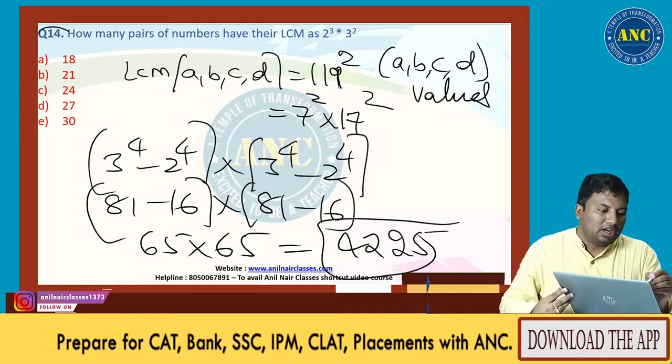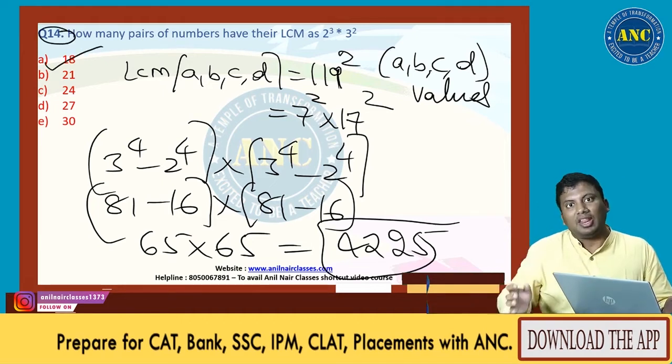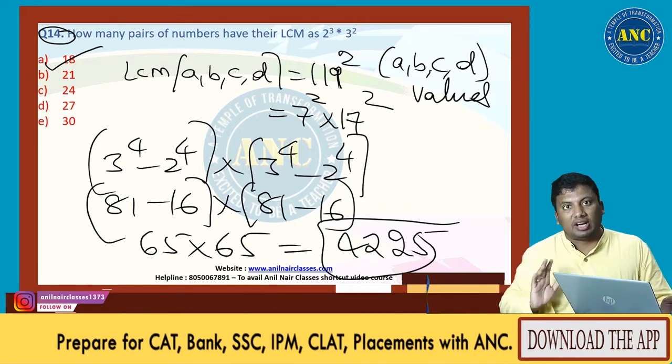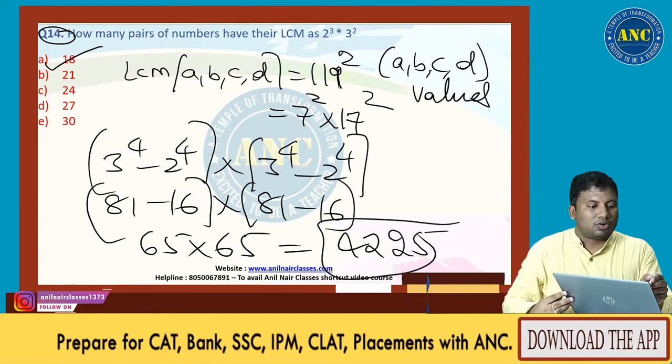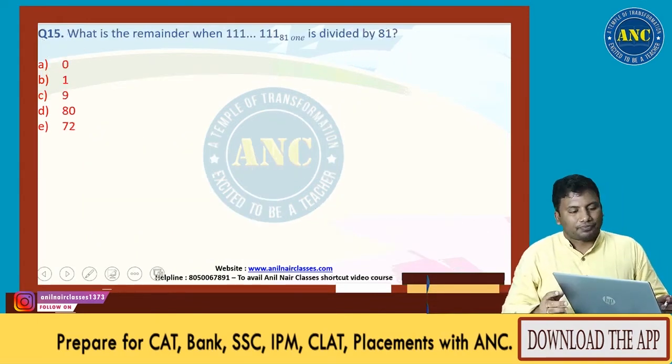Question number 14, not only solving this question but also explaining what if the question is in ordered pair, how you should solve it in a traditional method, how you should optimize it. Question number 14 over. Question number 15.